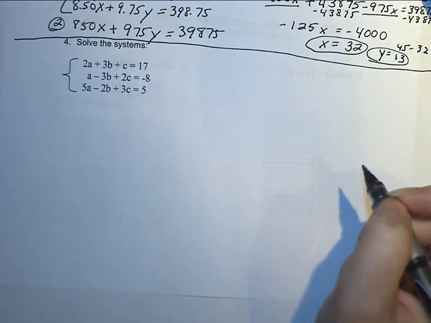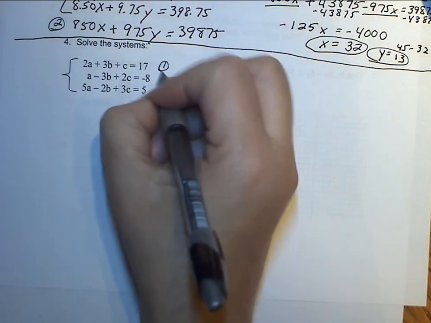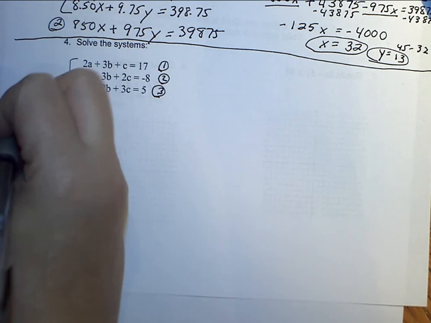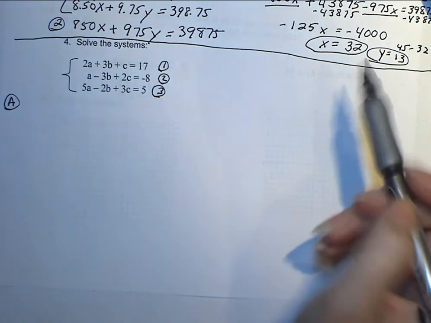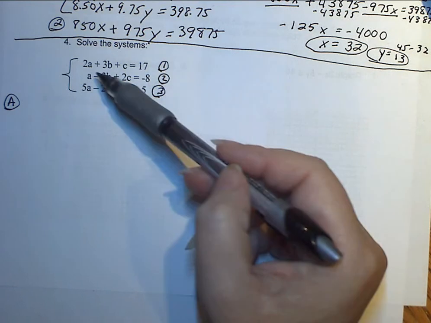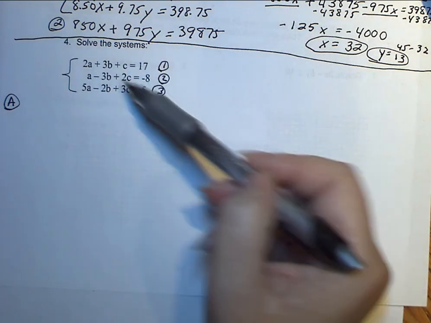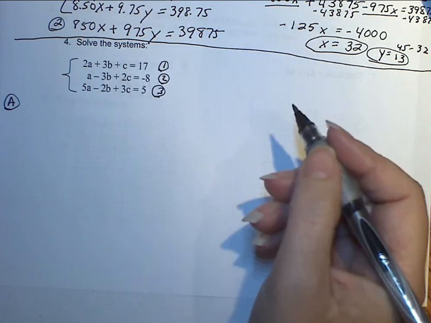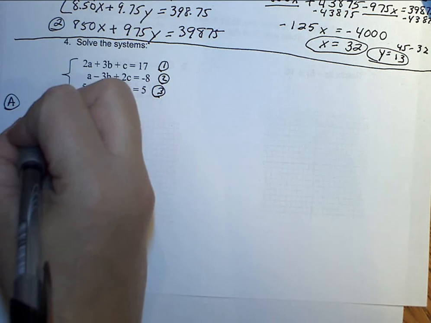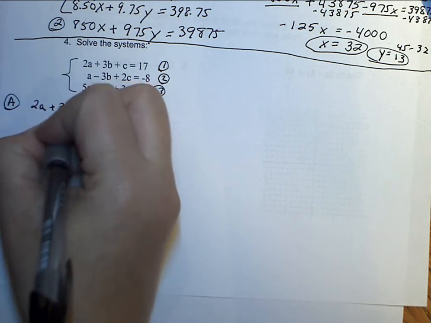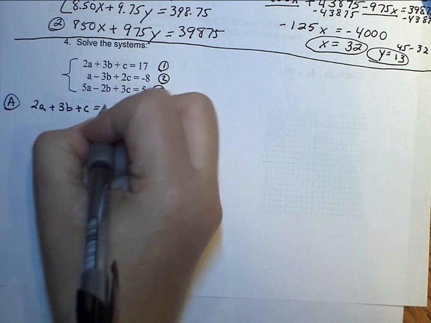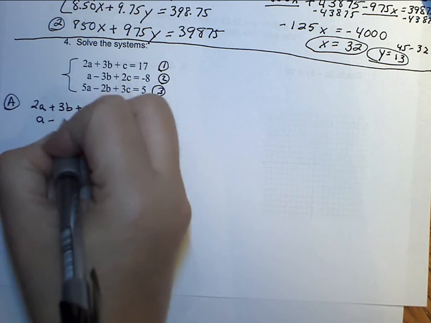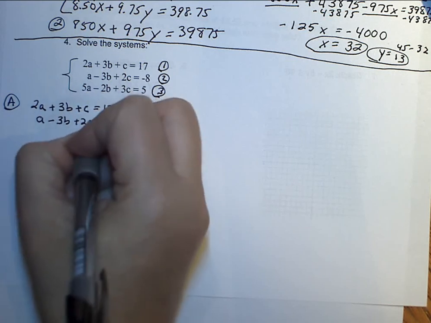Alright, so we have 1, 2, and 3. So our first step is to look at it, is solving the system. We're going to look at it and see, is there anything if we add them together that will drop out? And I notice that my 1 and 2 b's will drop out. So I'm going to take those first. So I have 2a plus 3b plus c is equal to 17. And a minus 3b plus 2c is equal to negative 8.